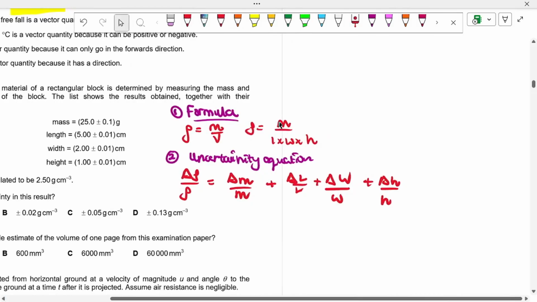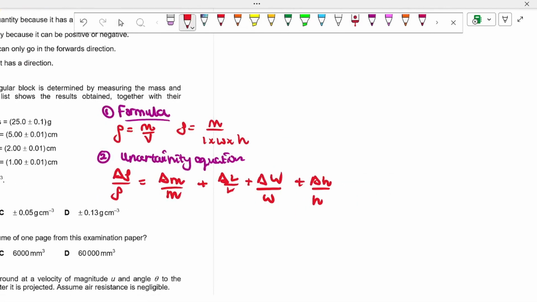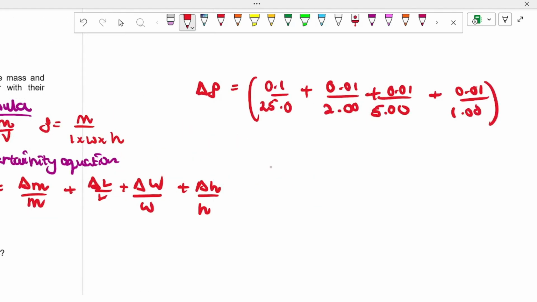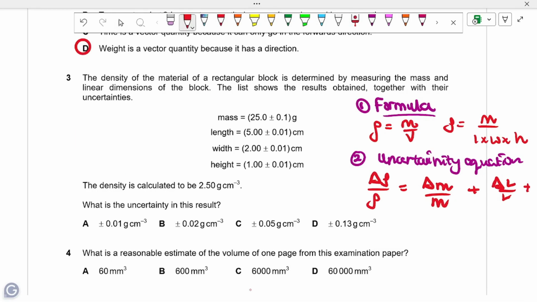Then after that, it's pure substitution in order for you to calculate the answer. So in this particular question, delta rho would be equivalent to taking all your quantities and putting them all together. Then you take all of that and multiply by your density, so times 2.50. Punch that in your calculator and you get 0.05. The uncertainty, and the answer will be C.